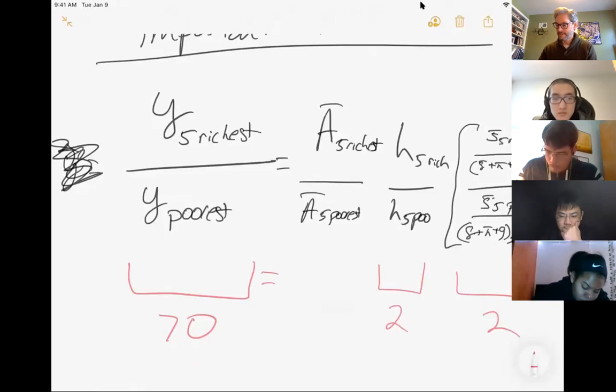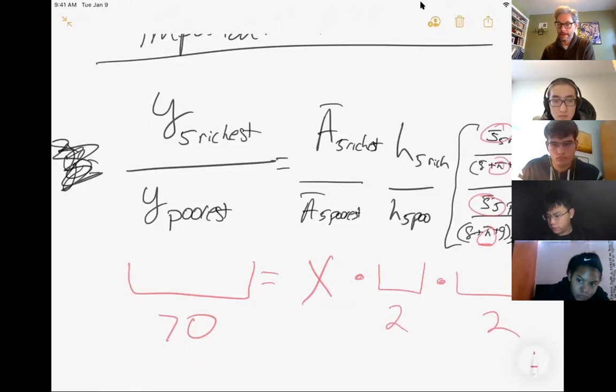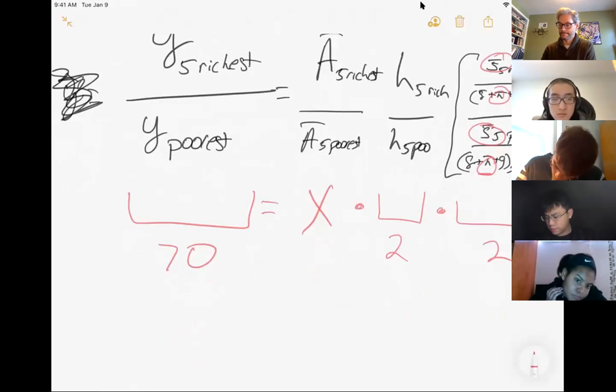So in other words, of this big difference in Y, a little bit of it can be explained by differences in H. A little bit can be explained by differences in N and differences in S, right? Which are the things that we're allowing to be different here. So what is X? Well, 70 divided by 4 is about 14.